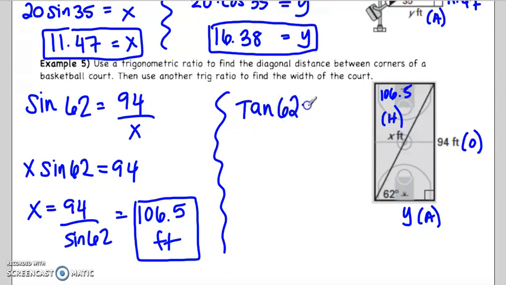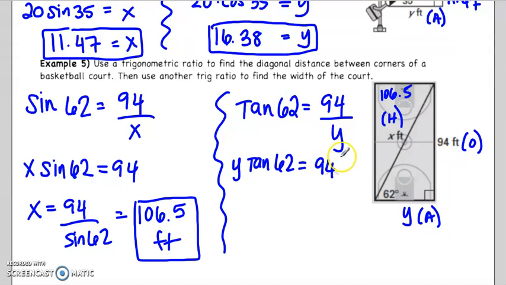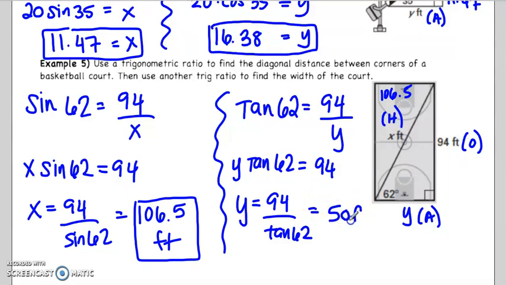Tangent 62 is equal to the opposite, which is 94, divided by the adjacent, which would in this case be y. So solving for y, y times tan 62 will equal 94, just times y on both sides. Divide both sides by tan 62, so 94 divided by tan 62 will give me about 49.98. So I'm going to round that up to 50 feet. So about 50 feet for the width of the basketball court.